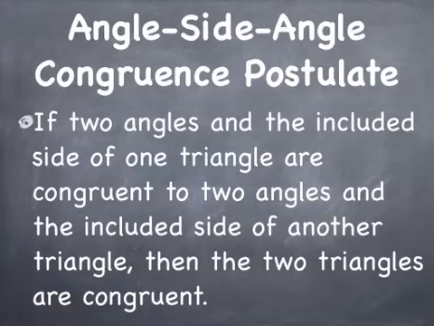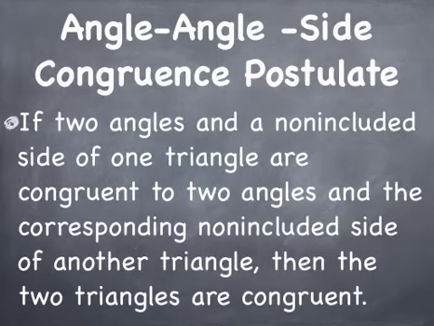Just like yesterday when we talked about side-angle-side, this is kind of the reverse of that. Now we have angle-side-angle. The important word here is included side. So angle-side-angle means that you're going to know a side length, and then you're going to know the two angles on either side of that side length. So the side has to be between the two known angles that are congruent to two angles of another triangle.